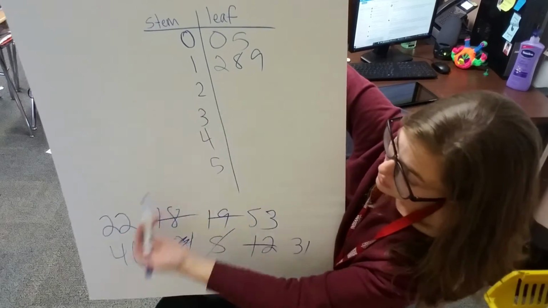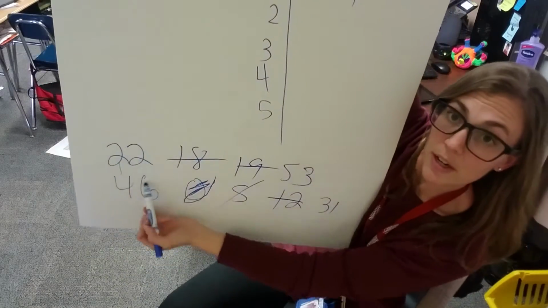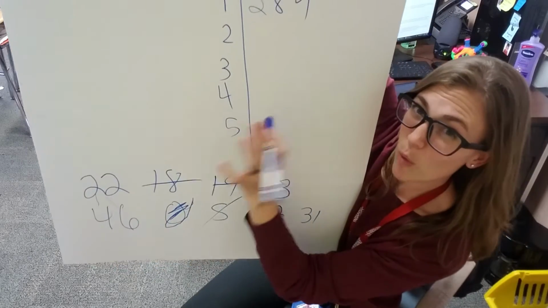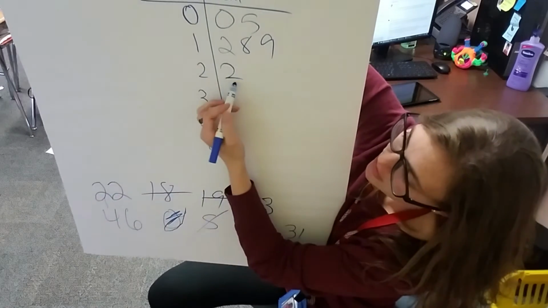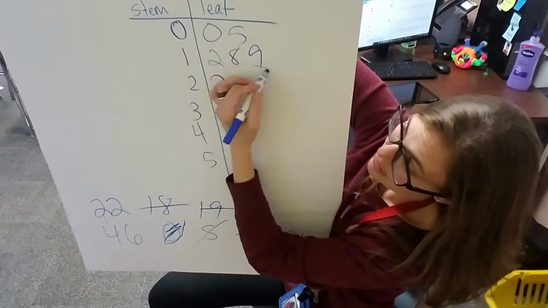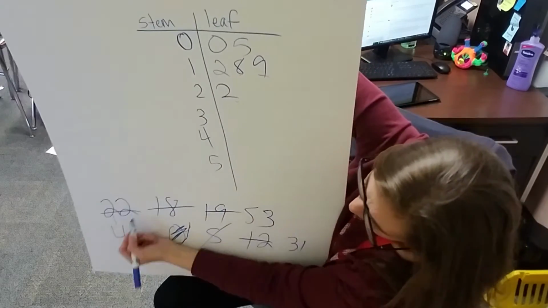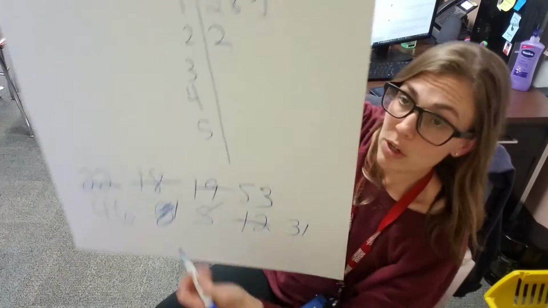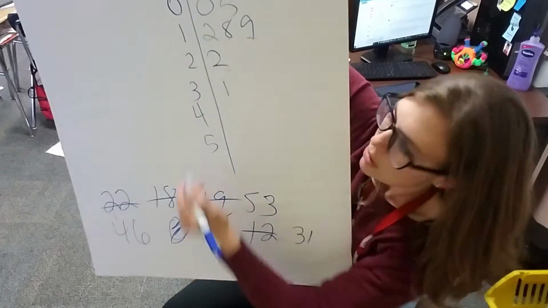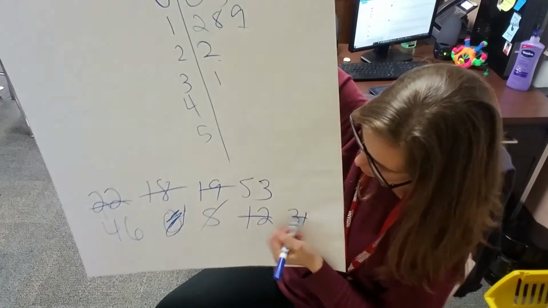Now I move on to my 20s. I only have one in the 20s right here, even though it looks like 6s, but I'll fix that later. You put the 2 there because it's 22. You can see 12, 18, 19, 22. That's gone. Move on to 30s because I don't have any more 20s. I have a 31. So I'm going to go to the 3, put a 1 behind it, 31. Done. Cross it out. Don't need it anymore.